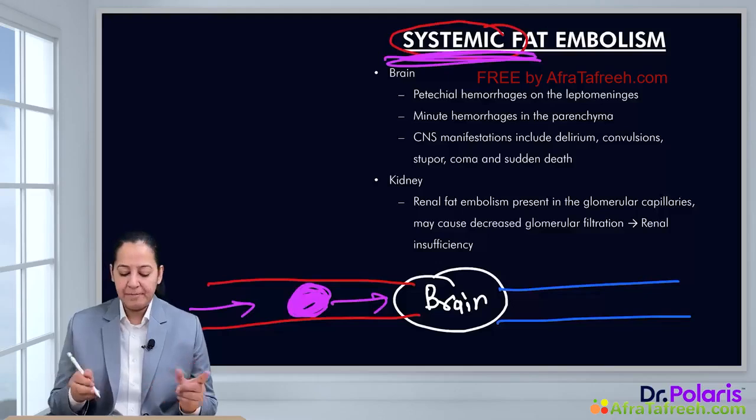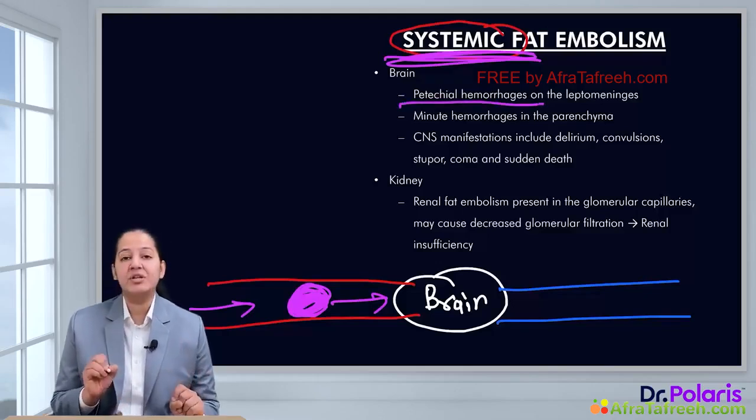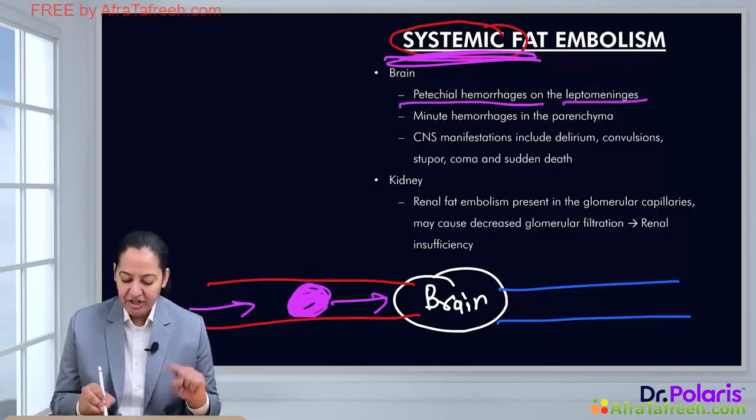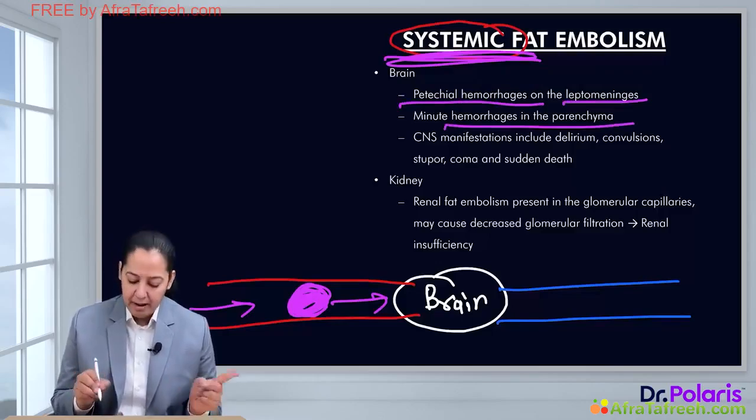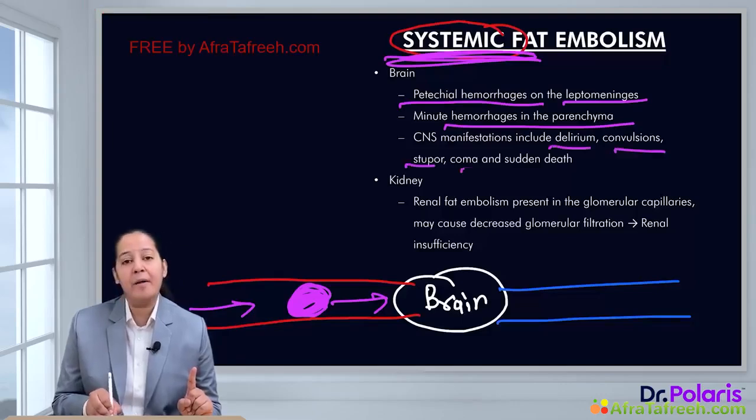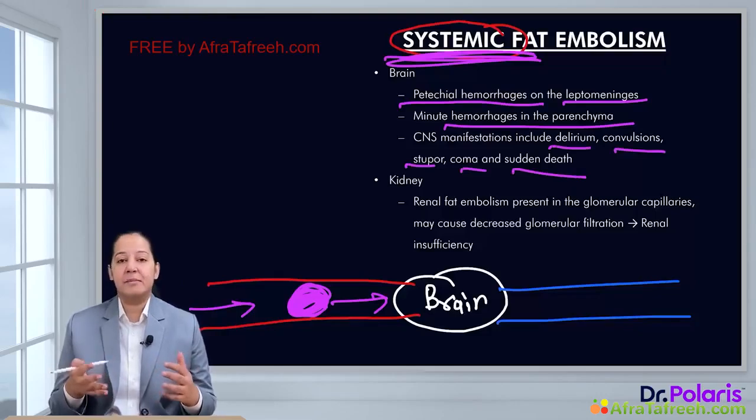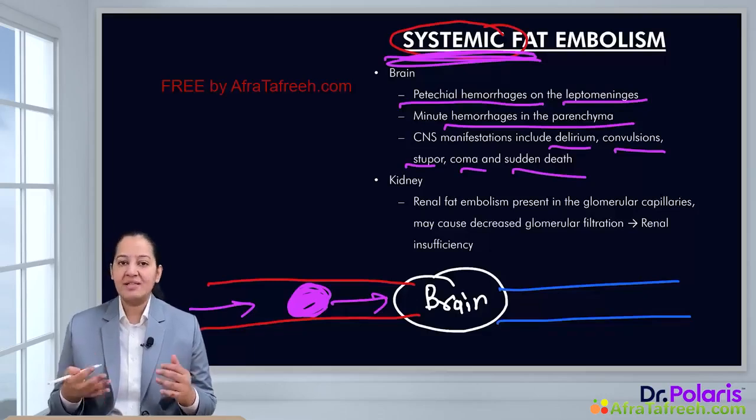So what are the symptoms? Patient can have petechial hemorrhage in the leptomeninges of the brain. Patient can have hemorrhages in the parenchyma. Patient can have CNS symptoms like delirium, convulsions, stupor, coma, sudden death. These are the symptoms when there is obstruction in the brain circulation, when there is an embolus in the artery of the brain.